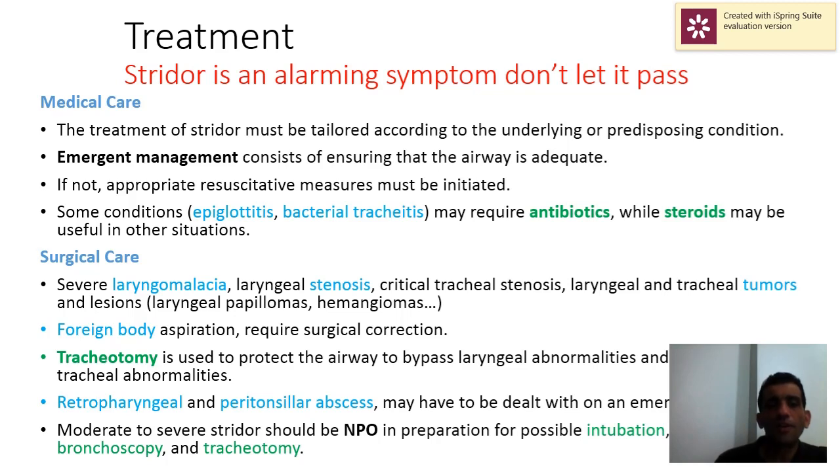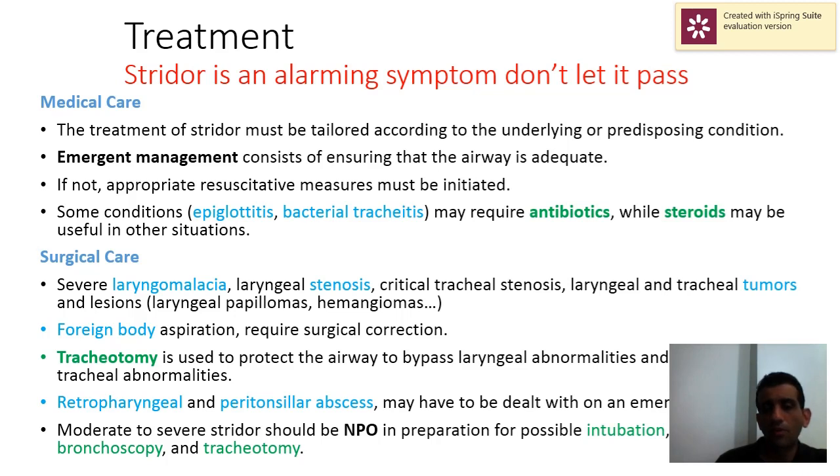Surgical care: severe laryngomalacia may need surgery. Severe laryngeal stenosis, critical tracheal stenosis, tumors, and lesions all need surgical management. Foreign body aspiration requires surgical extraction. Tracheostomy is used to protect the airway, bypass laryngeal abnormality, and stent or bypass tracheal abnormality.